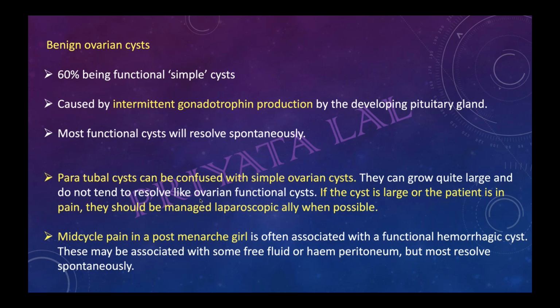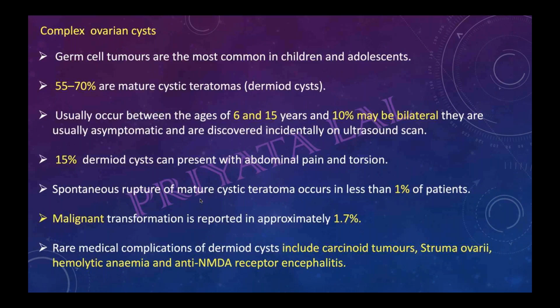Now, if the patient is coming with mid-cycle pain, we already know why she's coming. Mid-cycle pain is considered to be the possibility of a hemorrhagic cyst or functional hemorrhagic cyst. Sometimes patients do get admitted because they have free fluid or hemoperitoneum, but usually no treatment is required. On conservative management, the patient becomes okay. So these are all things you should know about benign ovarian cysts in children or adolescents. It helps in your questions and also your clinical practice.